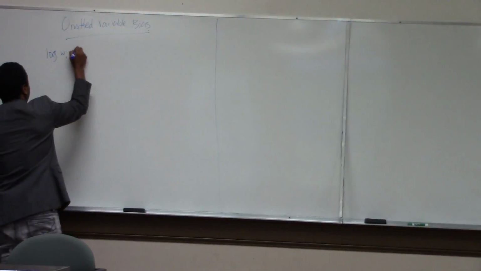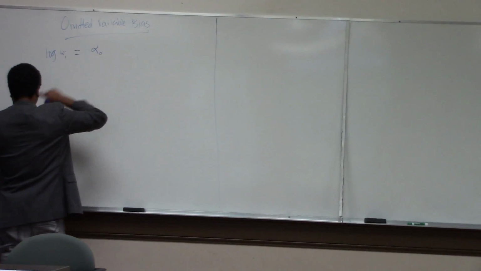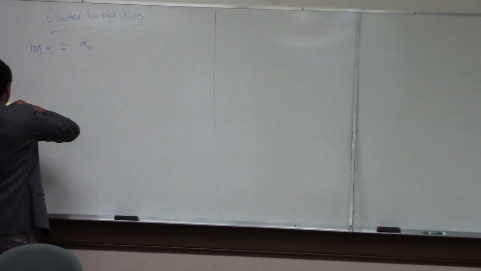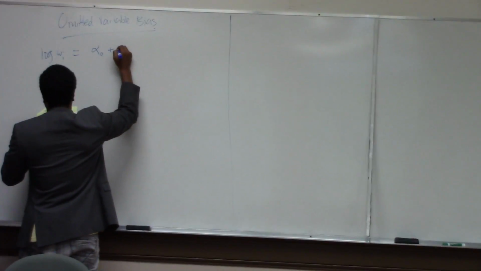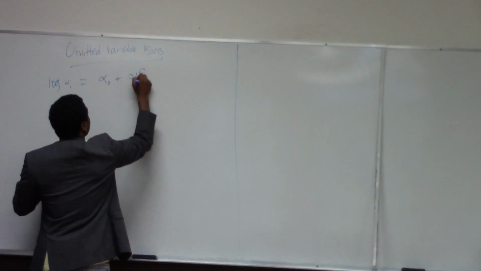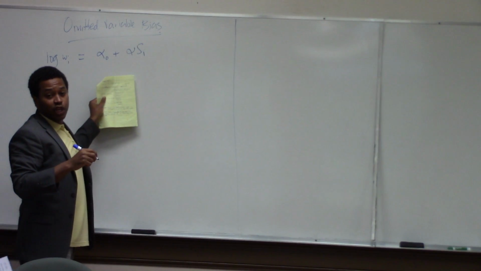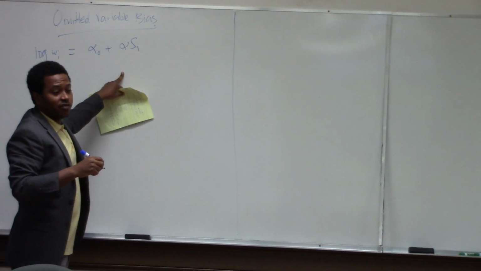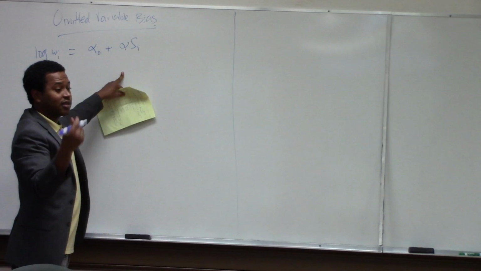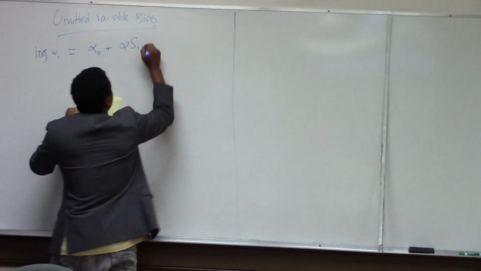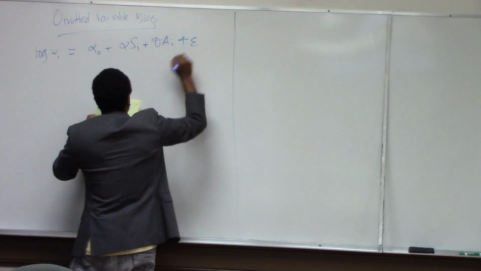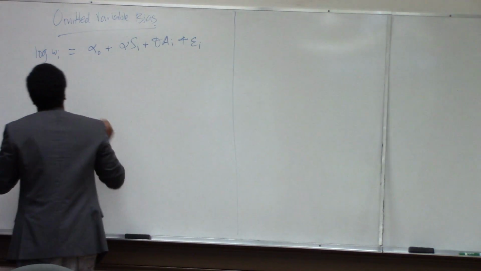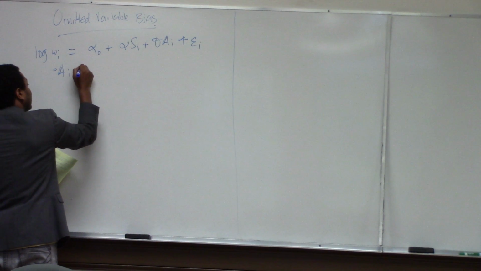This is the model that we typically have. So we have log of wage y_i equal to alpha 0 plus alpha s_i. I apologize if I change the Greek letter that goes in front of the s's. The interpretation is the same. Plus beta a_i plus epsilon_i, where this a_i is ability.